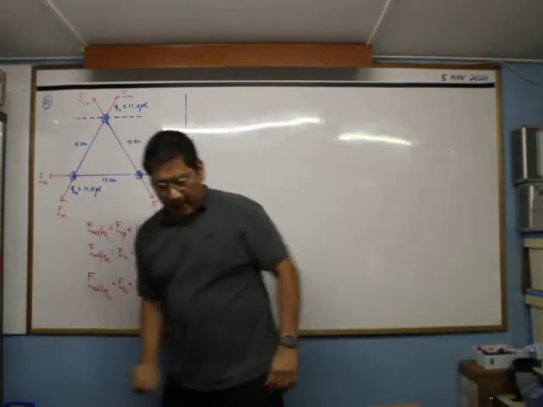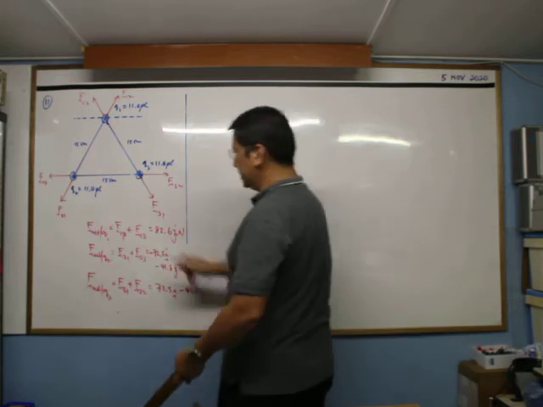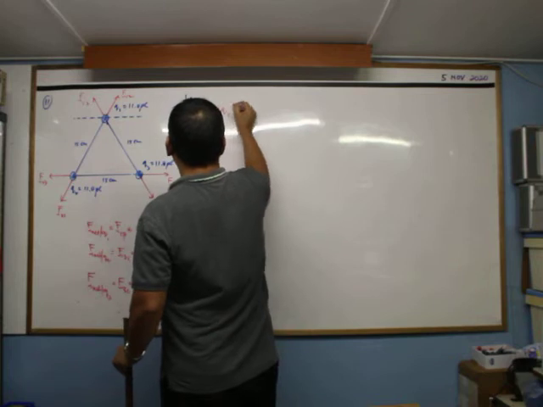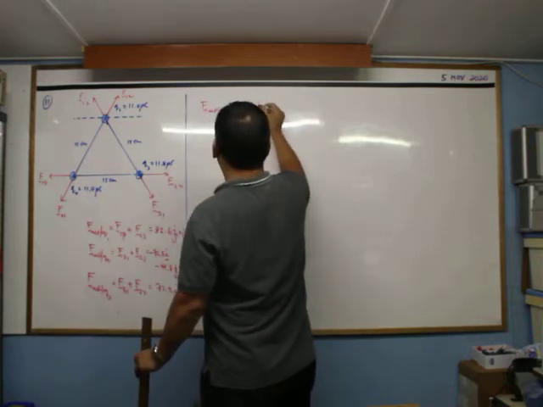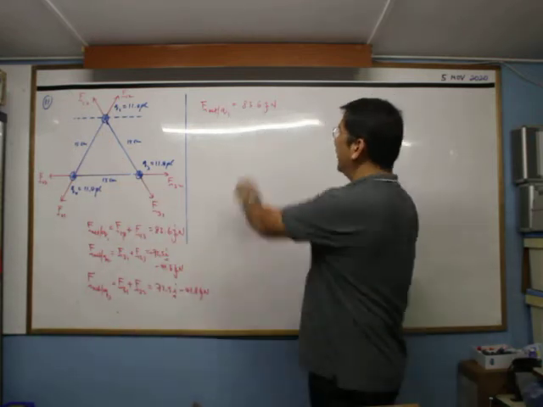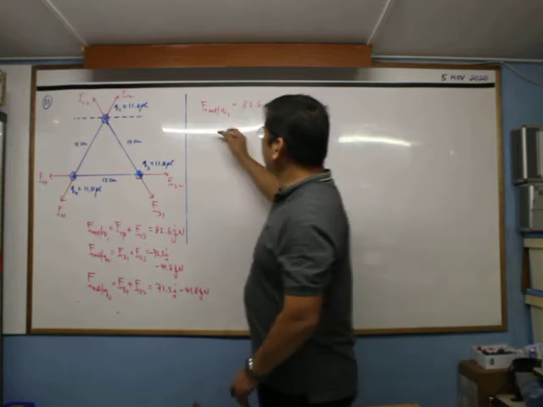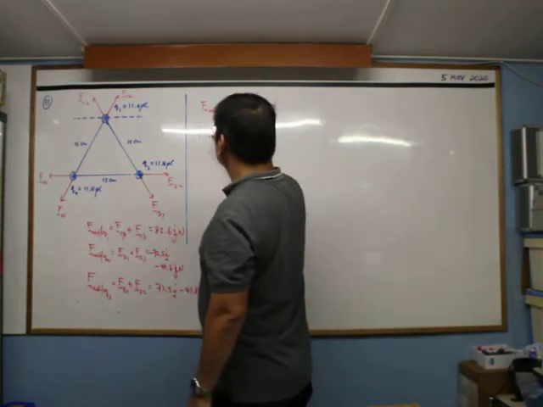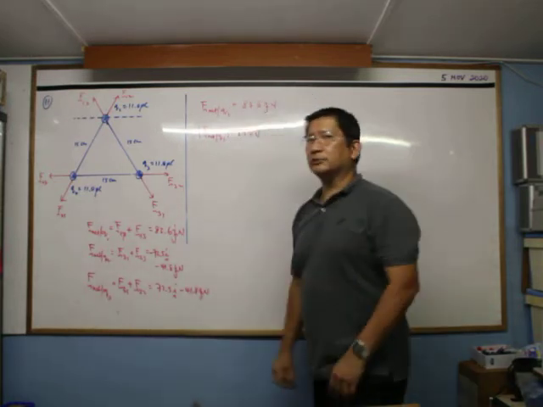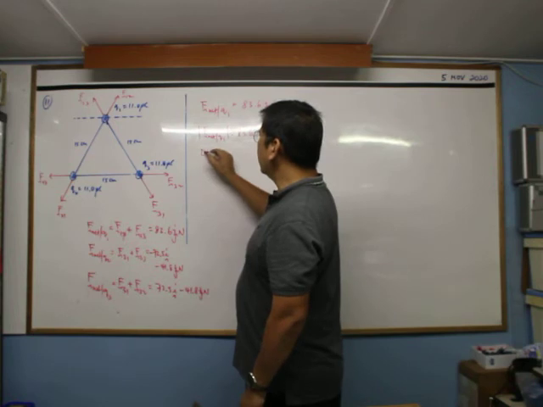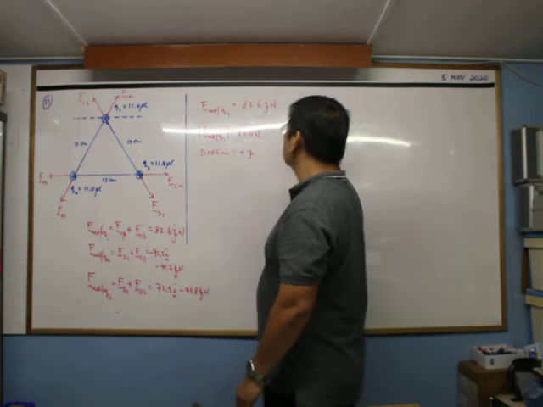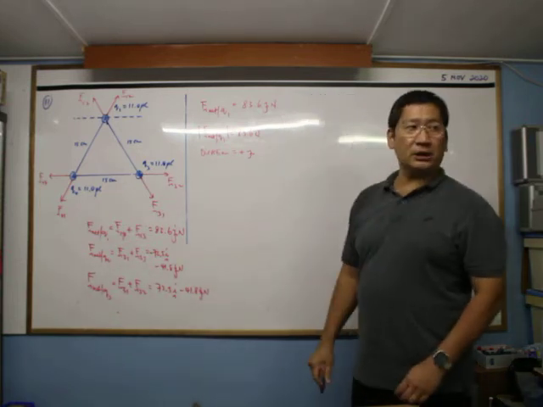Now, how can we do that? First, we draw the vector. For the first one, the net force on Q1 is 83.6 J Newton. This one no problem, because you only have one component. We know that the magnitude is 83.6 Newton. One component, straight away that's the value. Direction is positive J. So that is the answer for the first one.